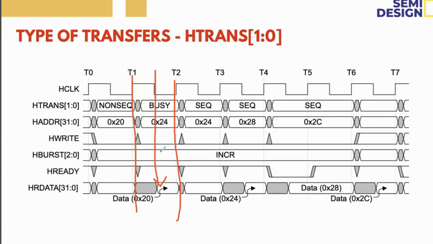Right, T1, T2 here. Yeah, okay, ma'am. Address was sampled at T1, data will be there. HR data will be there at T2. Okay. Yes, I was confused. Okay. Is there any other doubts?